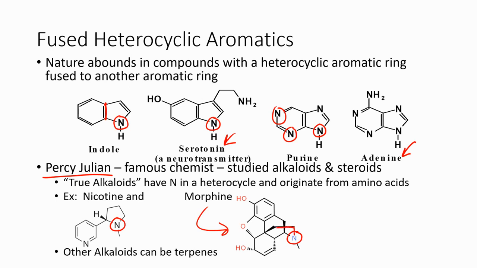Let me count the ring: 1, 2, 3, 4, 5, 6. Oh, I lied. It's got 1, 2, 3, 4, 5, 6. That fused 6-membered ring. And here's another 6-membered ring here. And so these are fused rings within that morphine structure. It's pretty complex, but cool to look at some of these different heterocycles.